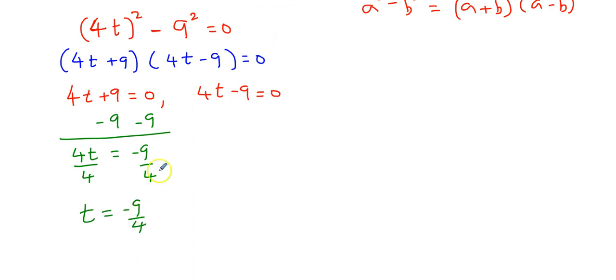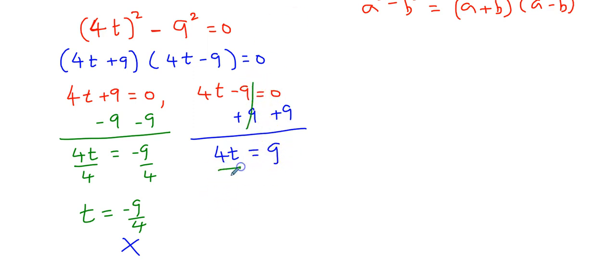And the time cannot be negative. You can't go back. So this is a wrong t value. So let us do this. Add 9 on both sides. 4t is equal to 9 because this is gone. Now divide 4 on both sides. So the time t is equal to 9 over 4.